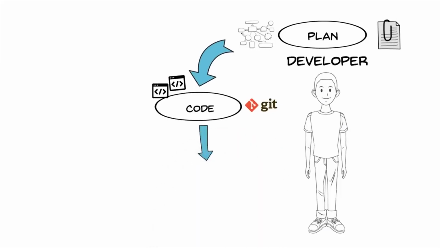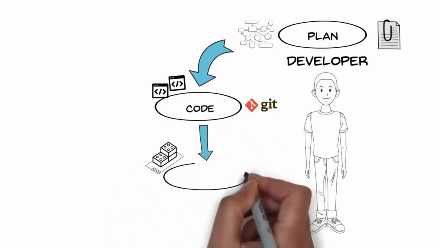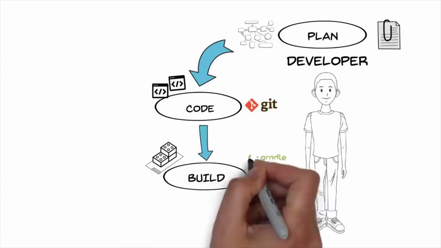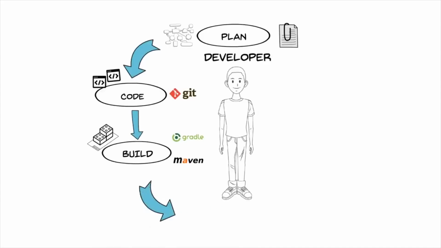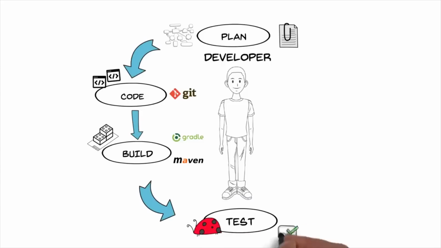Next, this code is fetched and made executable. This is the build stage. Tools such as Gradle and Maven will sort this out. Now, before deployment, the product is tested to catch any bugs. The most popular tool automating testing is Selenium.